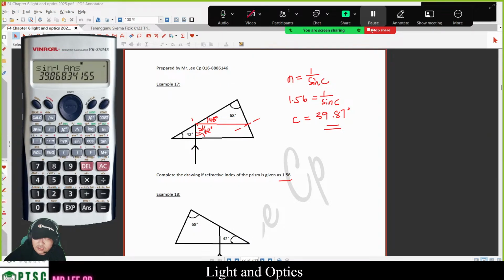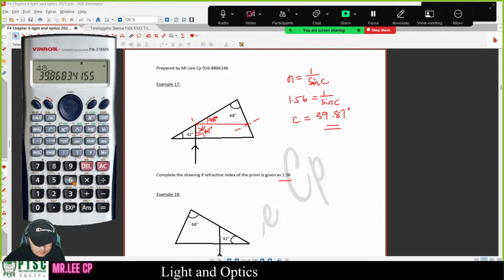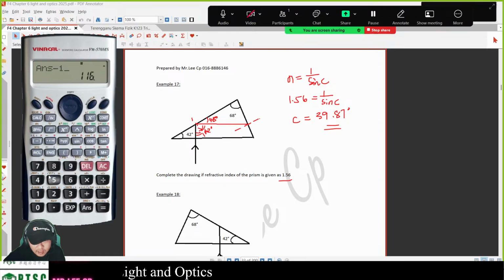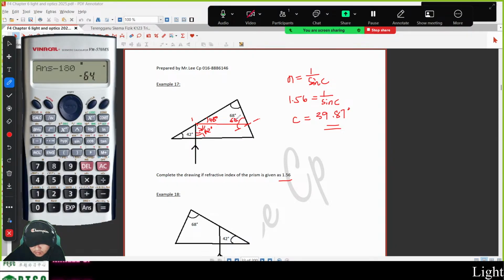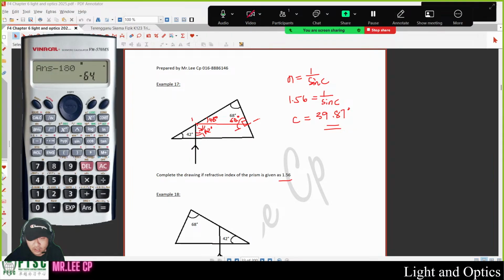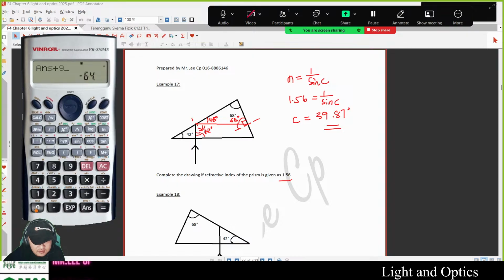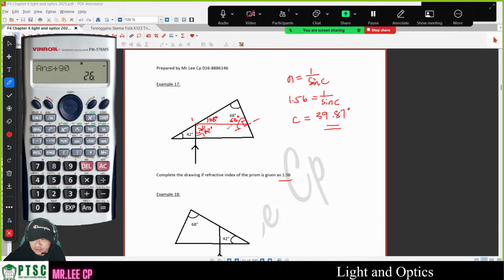48, 68. 48 plus 68, equal to 180 minus that. So this angle is 64. This angle is 64. I'm sorry. This angle is 64. So 90 minus 64, you will get this angle. Right? So I got 26. Here it is 26.